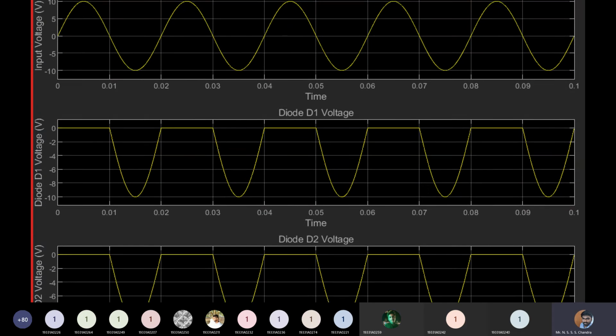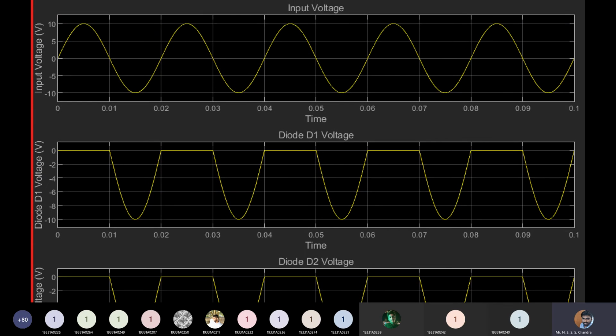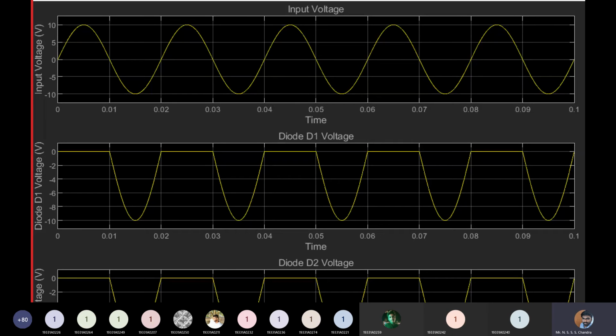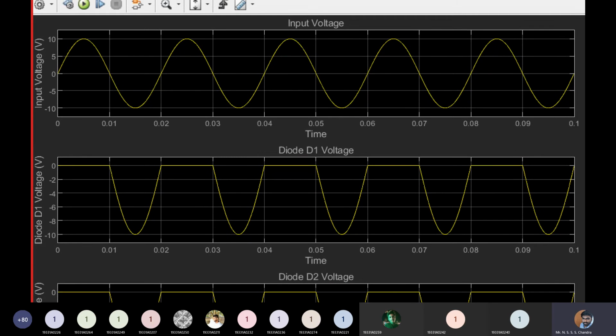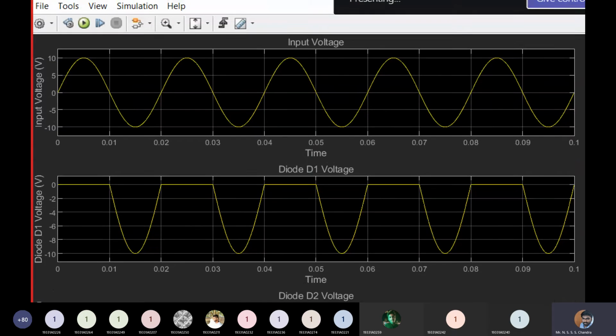For the diode D1 voltage, can you see? So what is the diode voltage for the positive half cycle? Zero. D1 voltage is 0, sir. So when will the diode D1 voltage be 0? When it's in closed condition or on condition. When it's on, VF I've taken as 0 volts. Okay. So your diode D1 is acting as an on switch, or a short circuit switch. So your voltage will be equal to 0 for the positive half cycle.